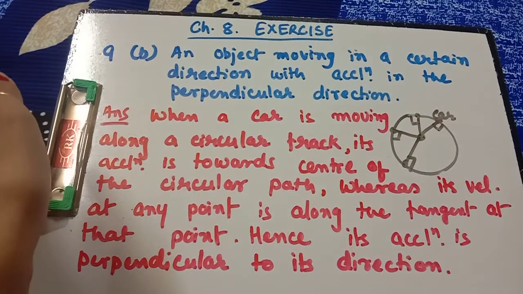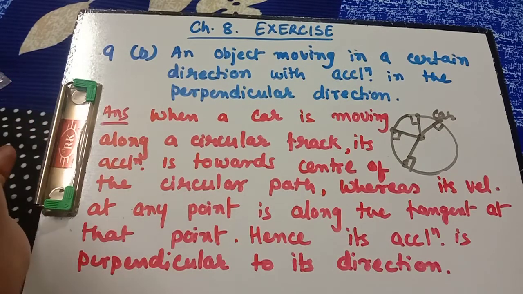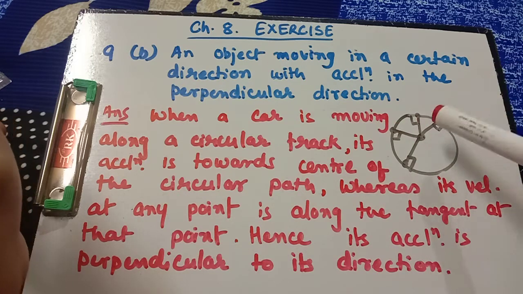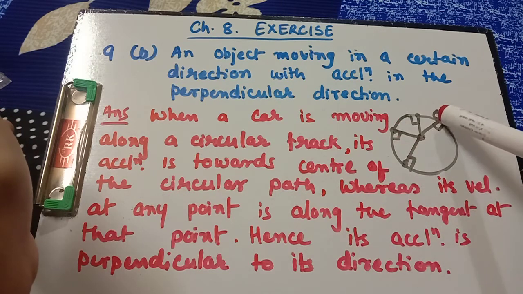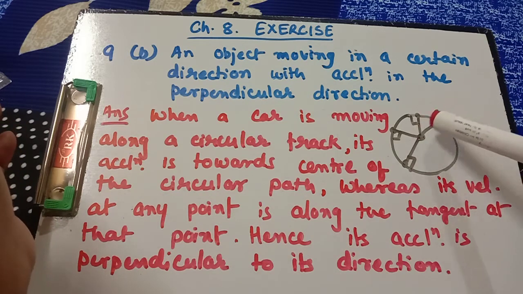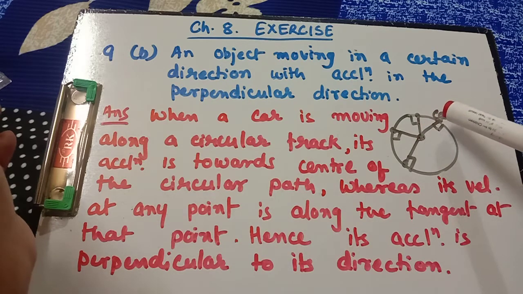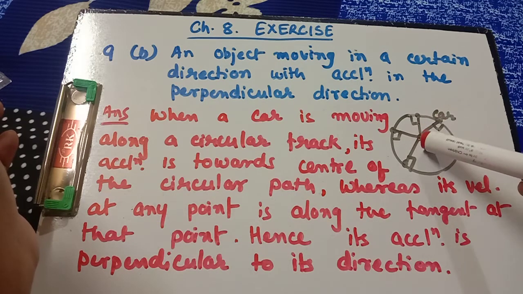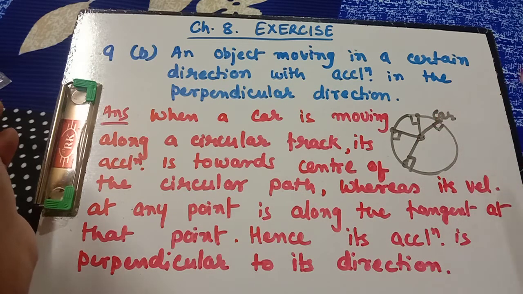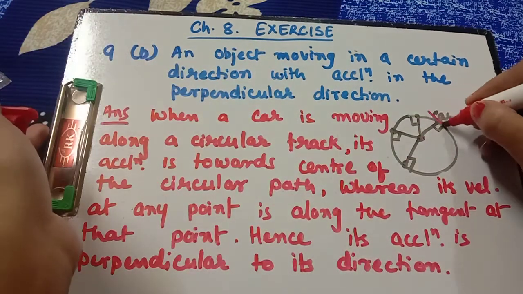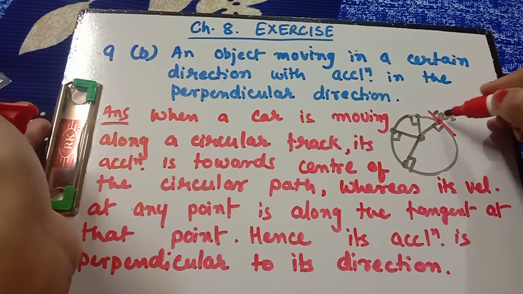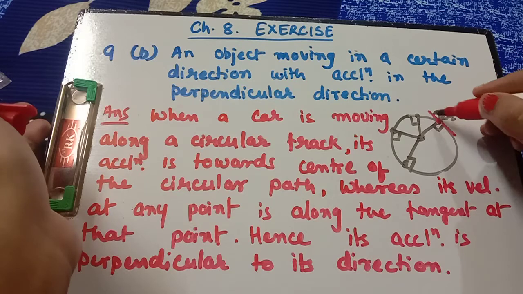9B. An object moving in a certain direction with acceleration in the perpendicular direction. So a circular track is there. You know uniform circular motion. If a car moves from here, then you know its direction. It's a circular track. Its acceleration will always be towards the center. And in such a case, if you want to find out the velocity, then that velocity will be given by the tangent drawn at that point. For example, if the car is here and I want to find that velocity, then it is always given by the tangent at that point.